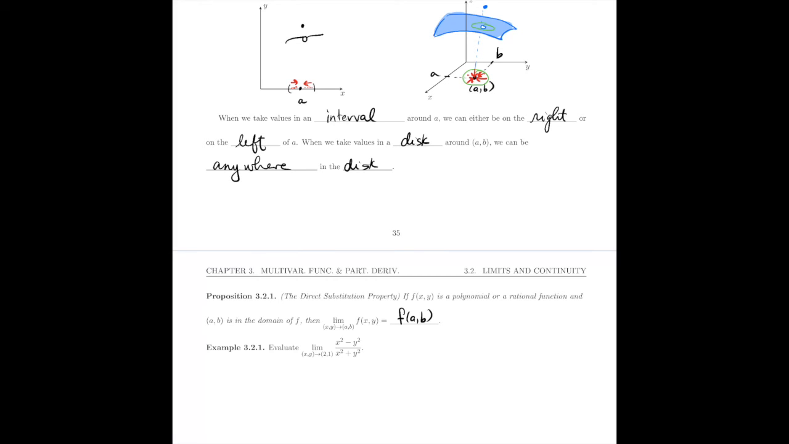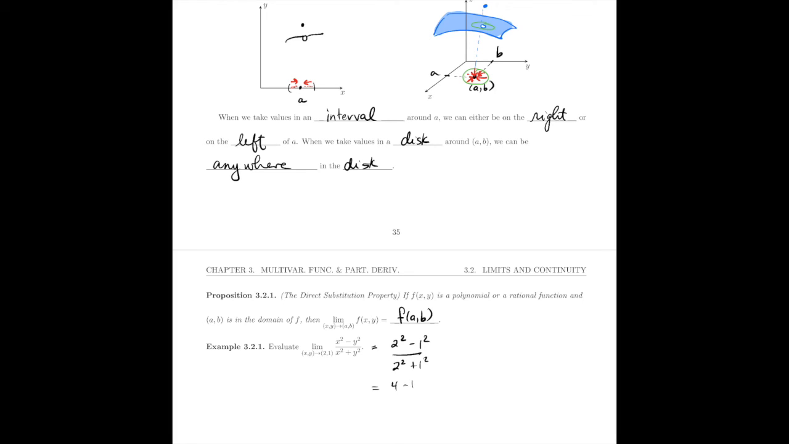The first thing you try to do to evaluate a limit is you plug in the point of investigation. So Example 3.2.1 says evaluate the limit as xy goes to 2, 1 of x squared minus y squared over x squared plus y squared. So we try and plug it in. So x is 2, y is 1, so 2 squared minus 1 squared over 2 squared plus 1 squared gives me 4 minus 1 over 4 plus 1, or 3/5.